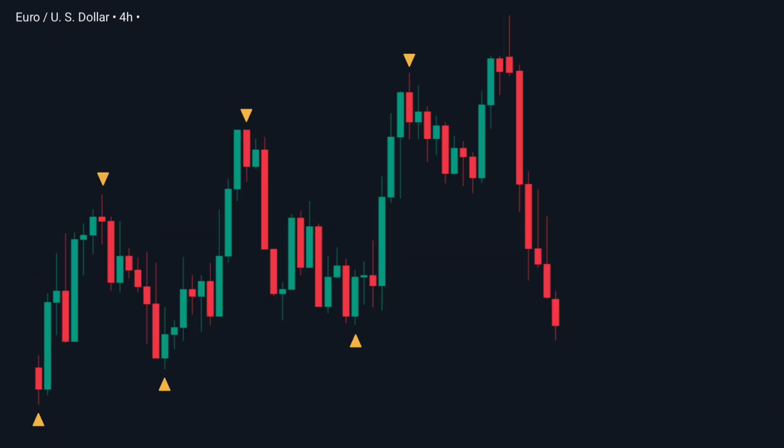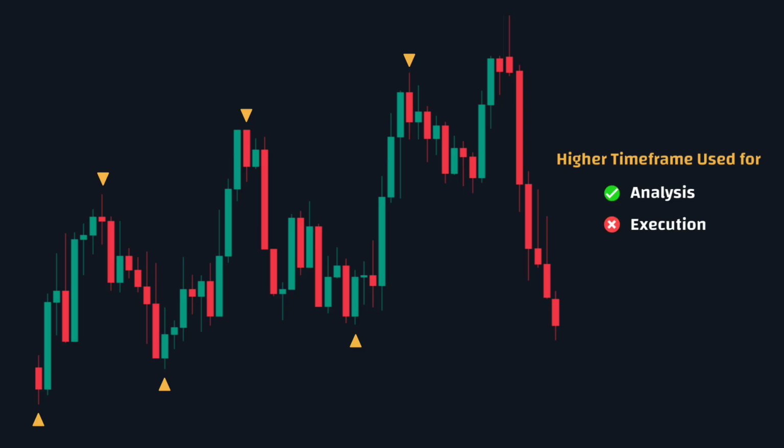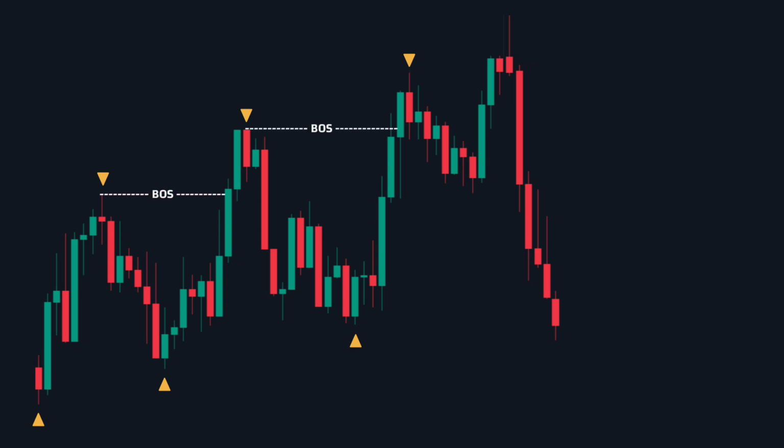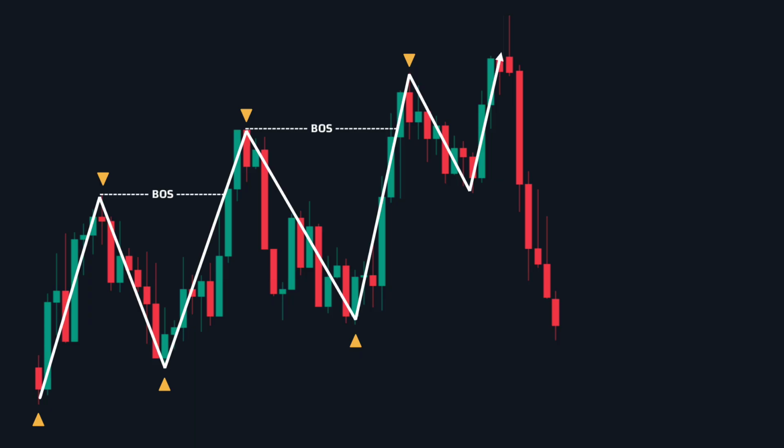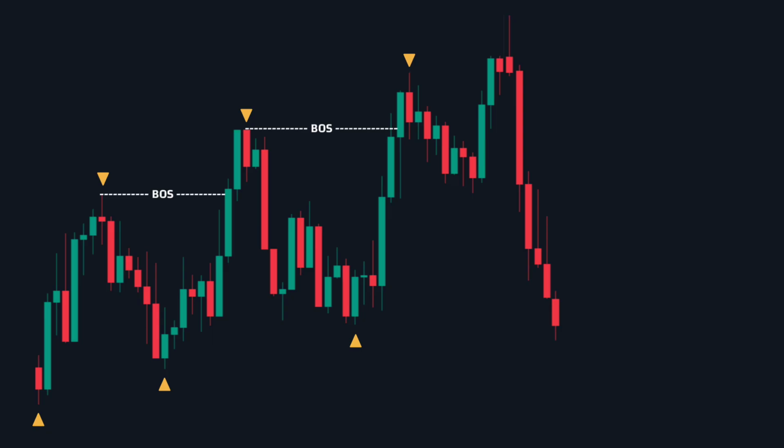The fair value gap strategy begins on the higher time frame. The higher time frame is used only for analysis, not execution. Price is evaluated for market structure and liquidity behavior. Breaks of structure, changes in character, and liquidity sweeps are used to define directional bias. Bullish structure is defined by higher highs and higher lows. Bearish structure is defined by lower highs and lower lows.